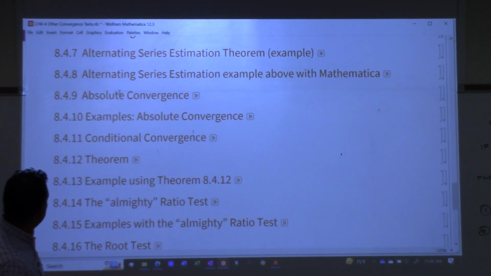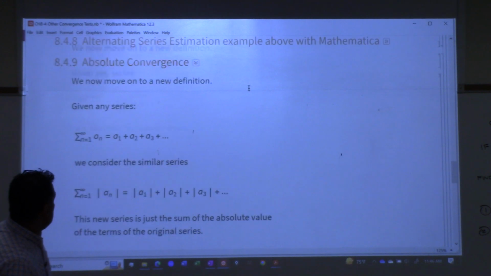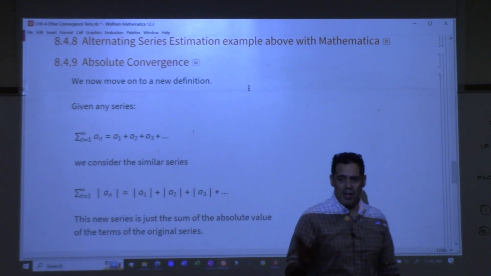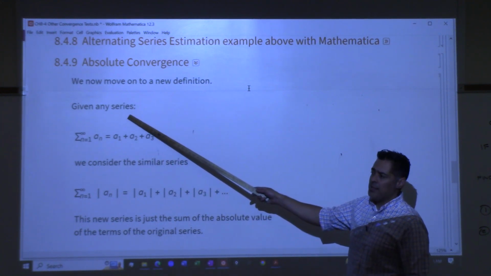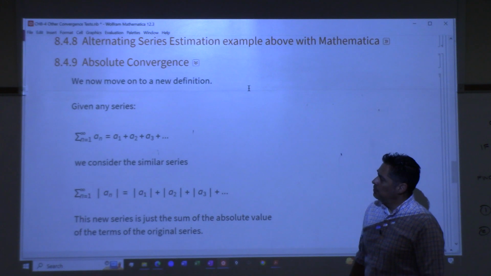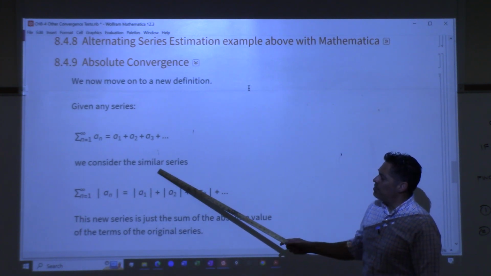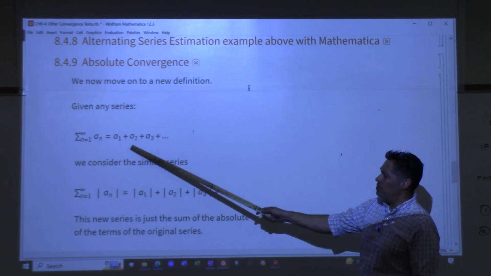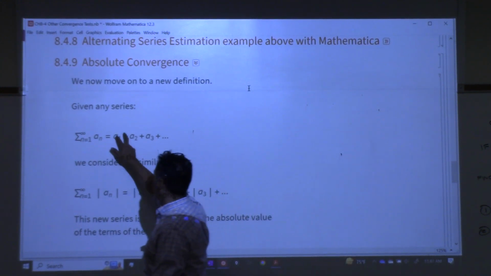All right, so that skips us down to 8.4.9, absolute convergence. All right, now we move on. No, we're not talking about alternating series anymore. Given any series, we consider a similar series, which is the sum of the absolute value of those terms, right? So what you're doing is you're taking the absolute value of each one.